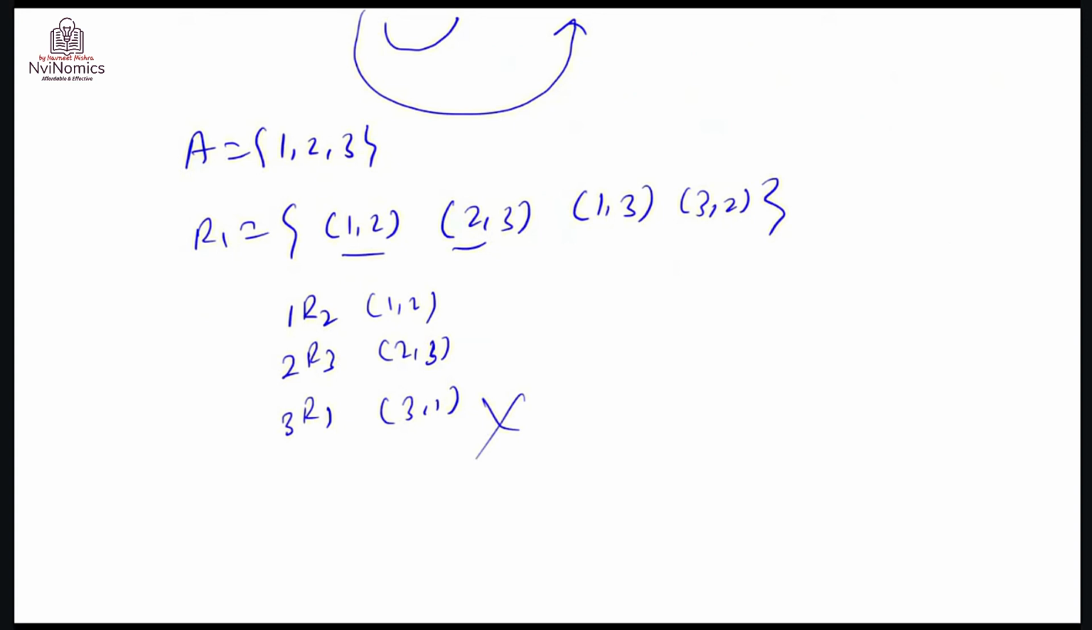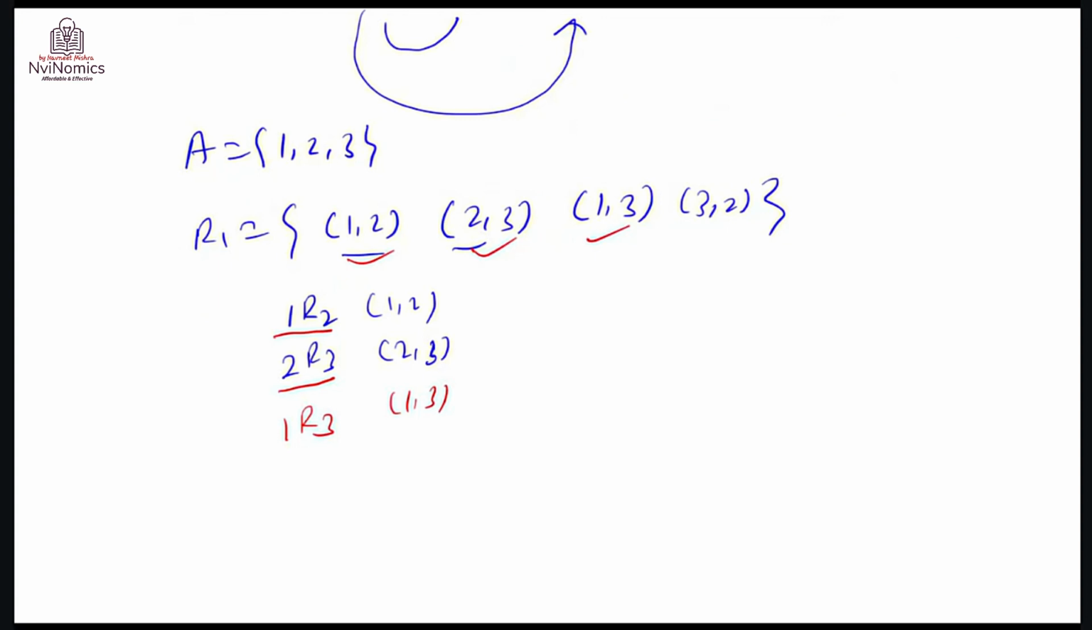Oh, sorry. I made a mistake. So here 1 should be related to 2, 2 should be related to 3, then 1 should be related to 3. Okay, so yes, (1,2), (2,3) and (1,3) are there.